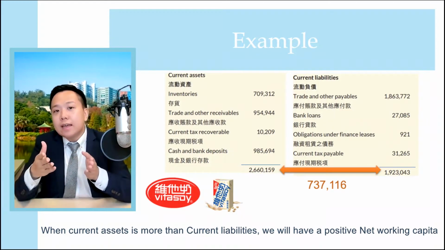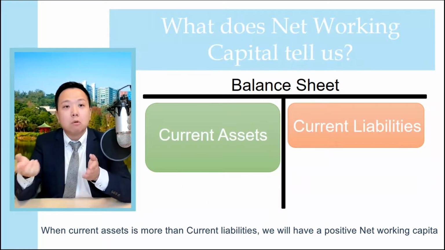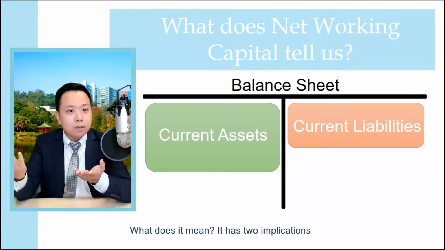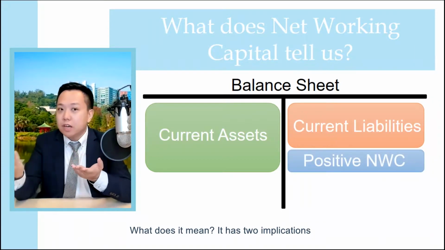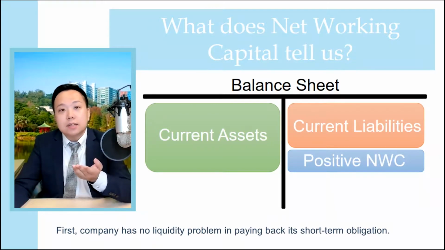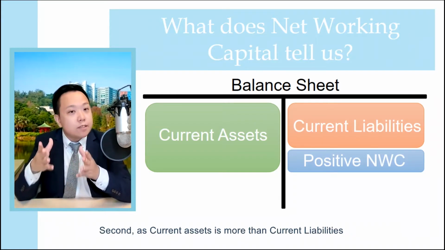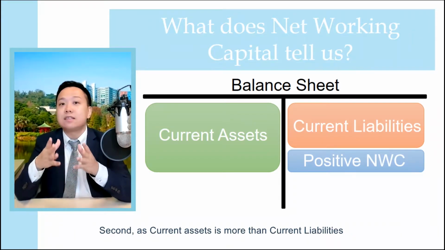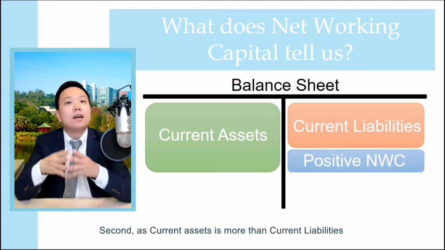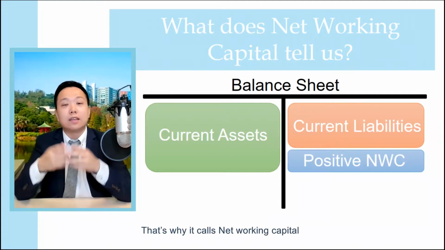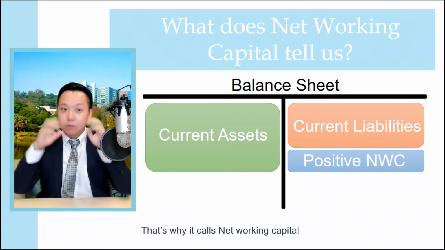So when current assets are more than current liabilities, we will have a positive net working capital. What does it mean? It has two implications. First, it means that the company has no liquidity problem in paying back its short-term obligations. Second, as current assets are more than current liabilities, the company has to put a portion of long-term capital in short-term assets. So that's why it's called net working capital.